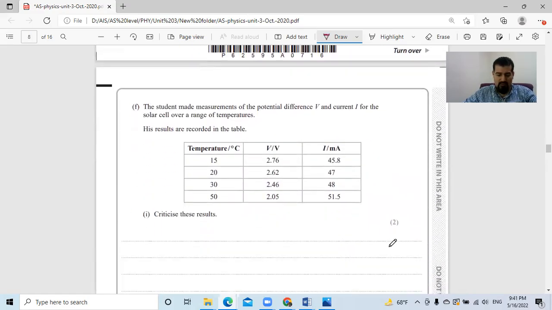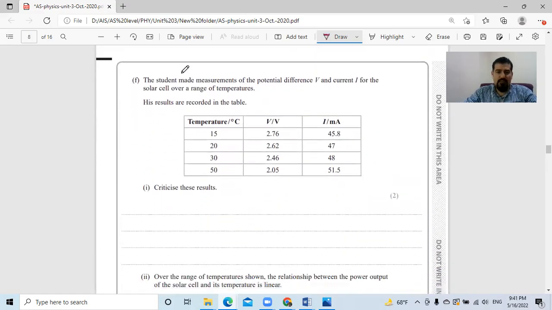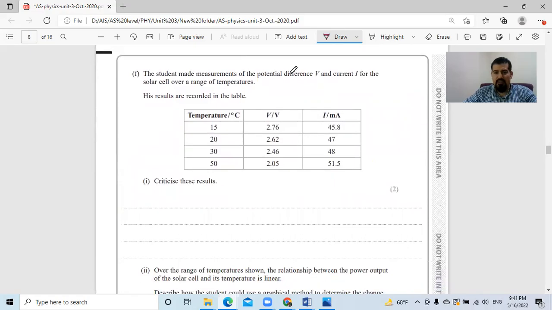Next, part F. What do they ask here? The student makes measurements of the potential difference V and current I for the solar cell over a range of temperatures. His results are recorded in the table. Criticize these values. Every time since 2009 until now, they keep repeating the same question. Criticize the values. And the mark scheme answers will be the same if you compare them.